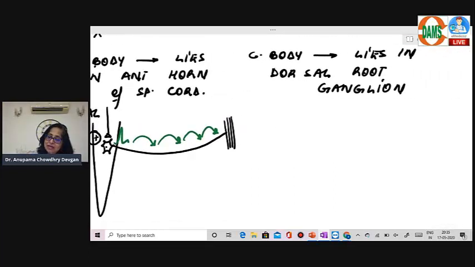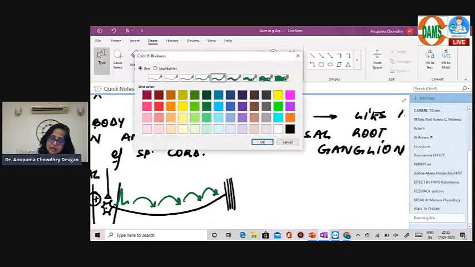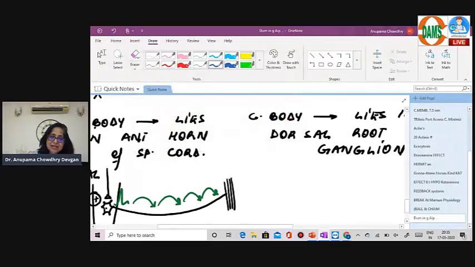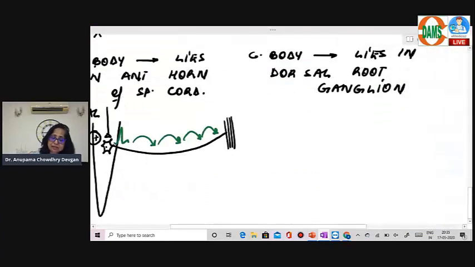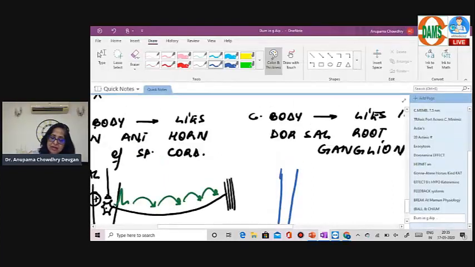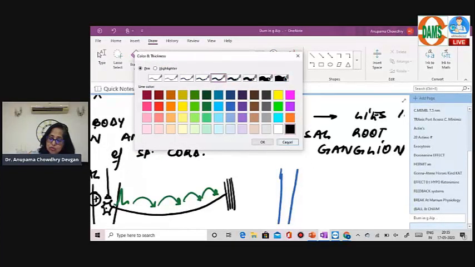Let us see what happens in the case of the sensory neuron. Now, the organization is completely different. If this is the spinal cord, the sensory neuron is a pseudo-unipolar neuron.